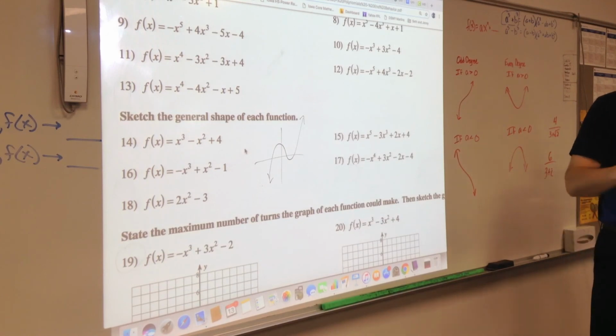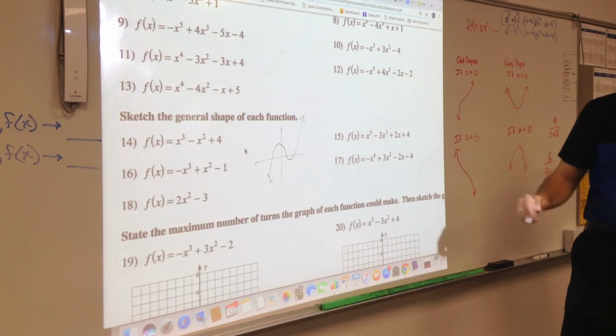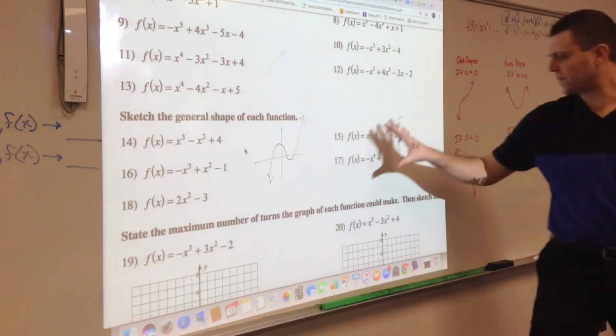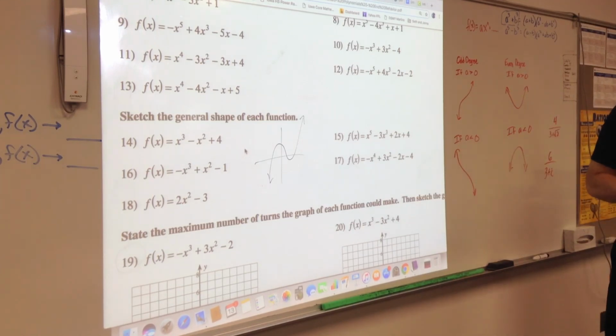I'm not being accurate on different coordinates or anything at all. Just draw a rough sketch of these 5 functions real quick in your notes.